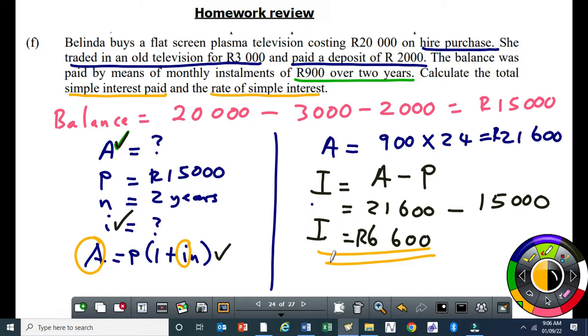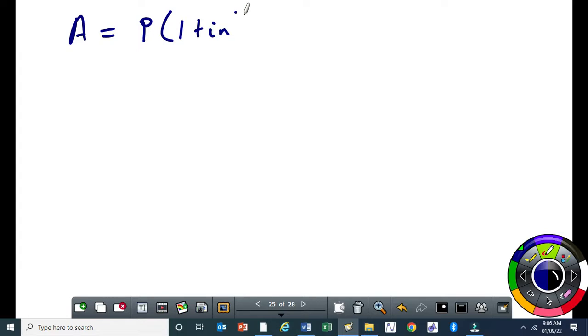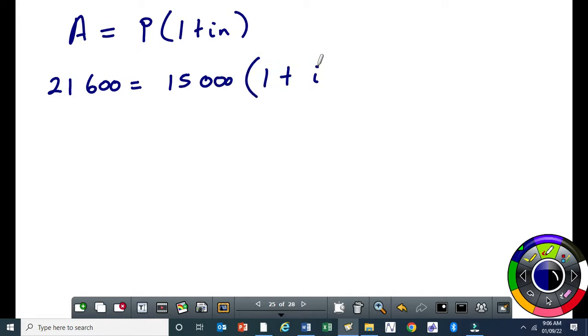Are you following? Okay, so let's move on to the next page. To calculate the interest rate, we use the formula for simple interest, A equals P times (1 plus I times N). Where there is A, we put 21,600. Where there is P, we put 15,000. Then 1 plus I times N. In this case, N is 2, so I times 2 will give you what?